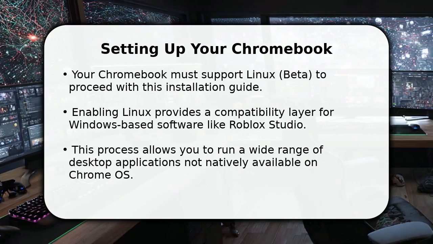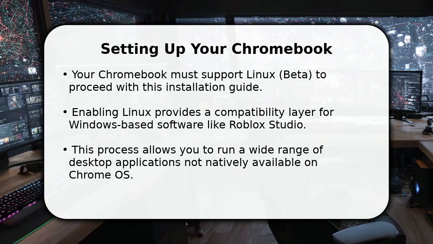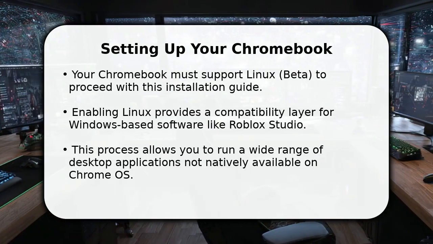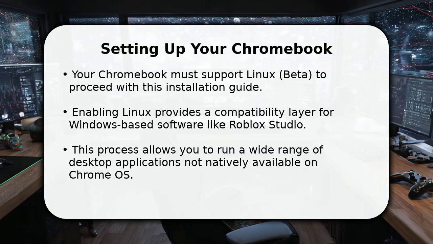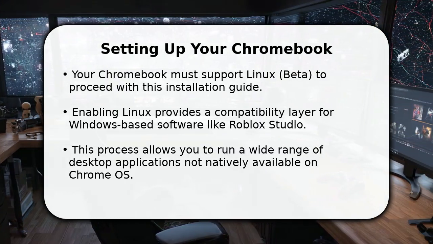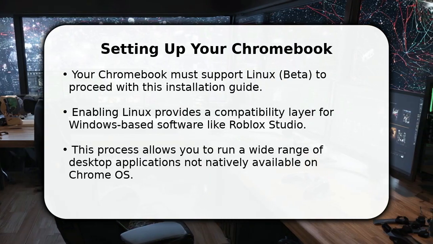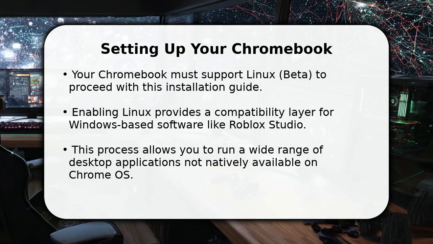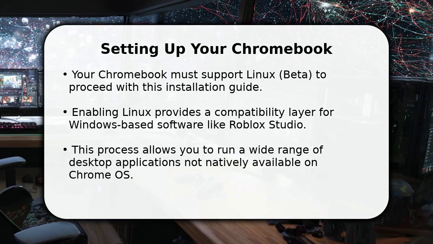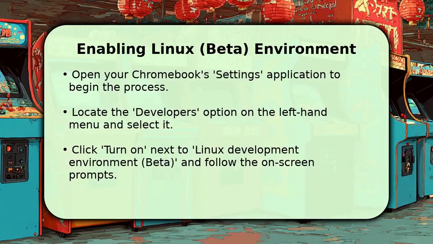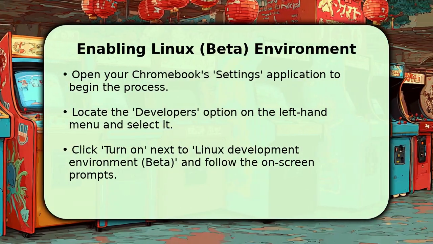First, ensure your Chromebook is compatible with Linux Beta, as this foundational step is crucial for running the Windows version of Roblox Studio. You will access your Chromebook settings, navigate to the Developers section, and then activate the Linux development environment. This initial setup takes several minutes, so please be patient while the system prepares its necessary components for the next steps.